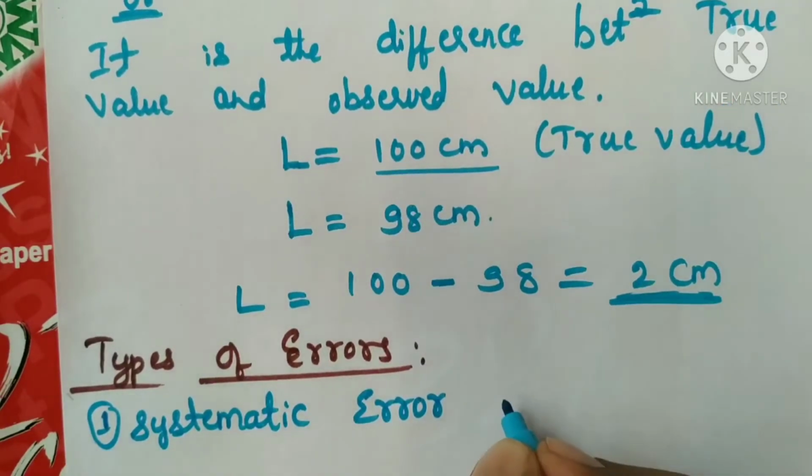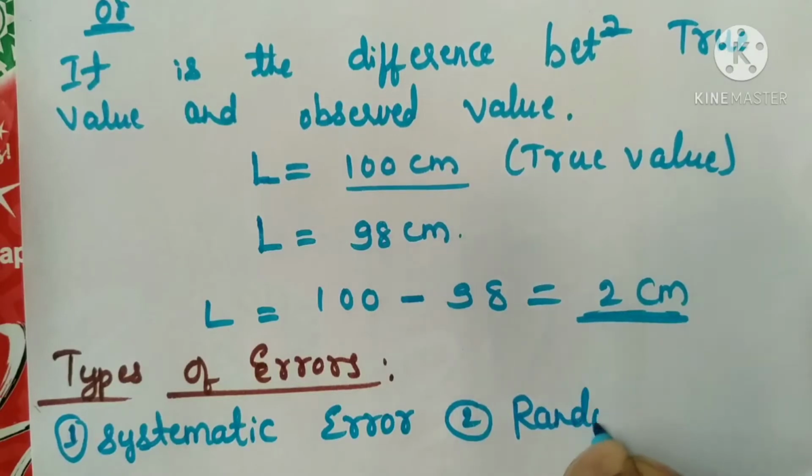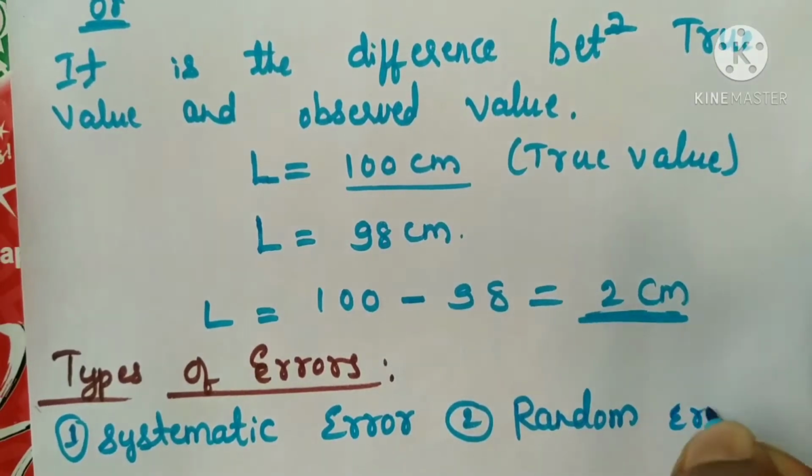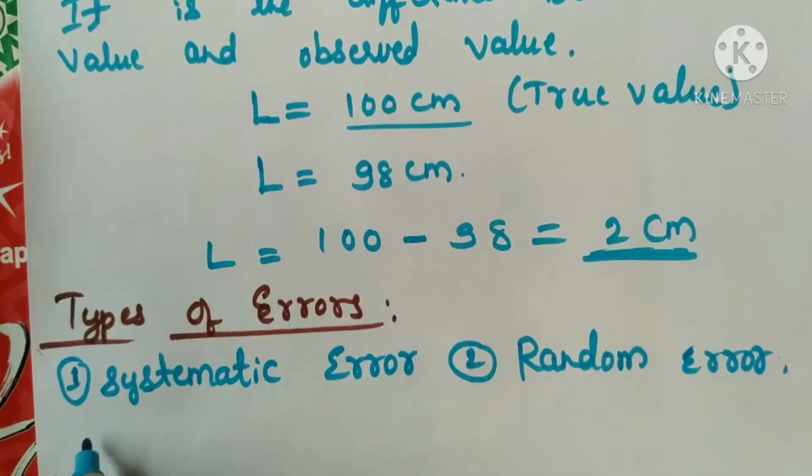And the second one is random error. Okay, now let us see one by one. First one is systematic error.